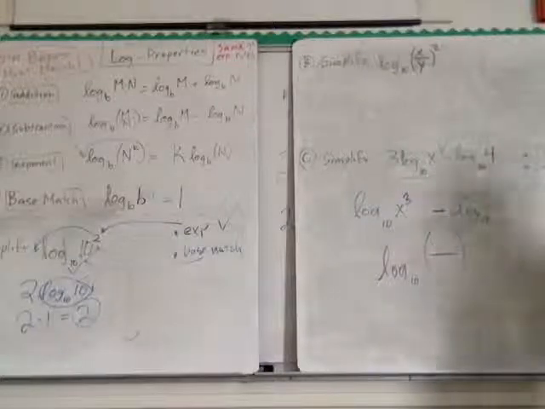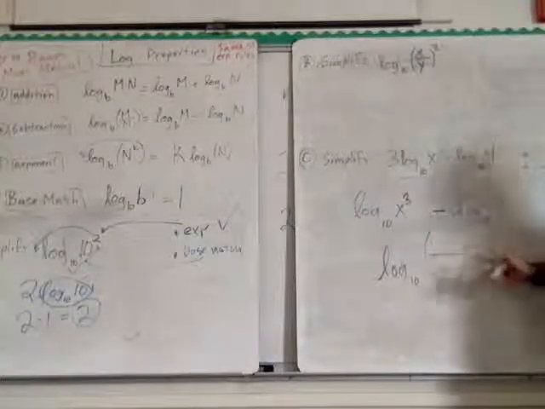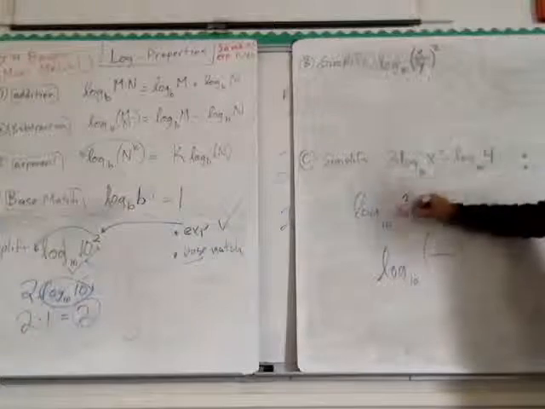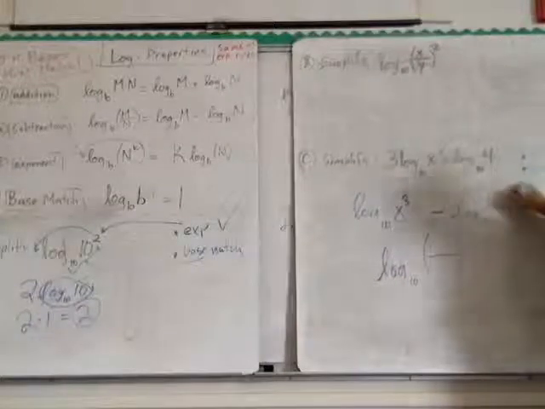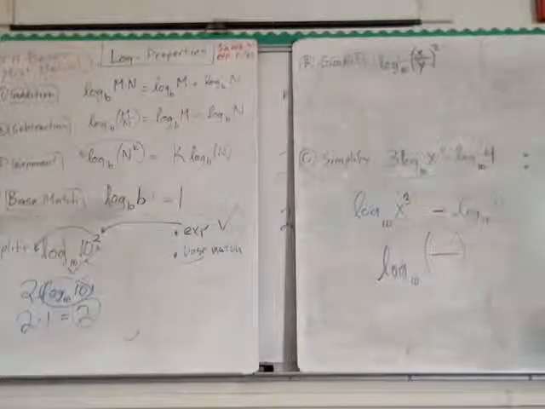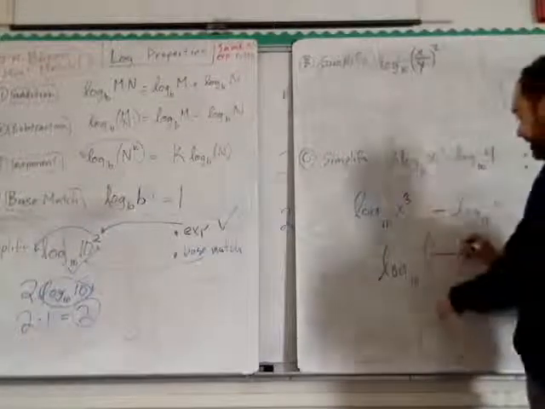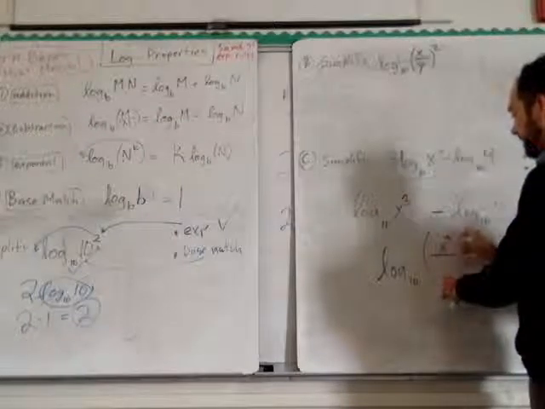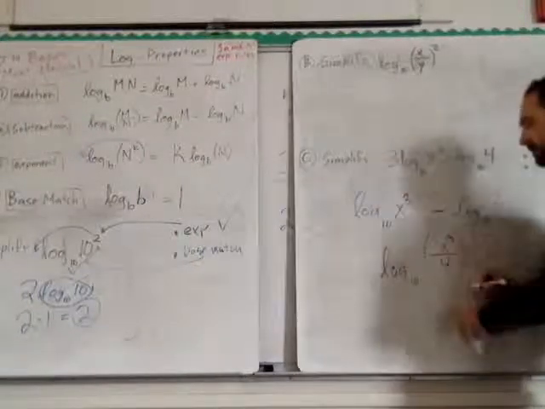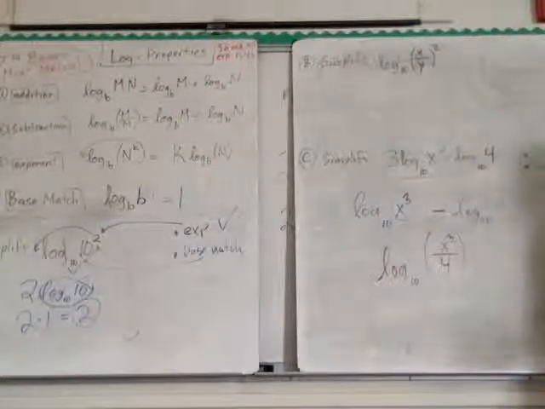Okay. So the two things that are going to end up in the fraction are x to the third and 4. Which one goes on top, Melissa? X to the third power. What goes on the bottom? 4. Yeah.